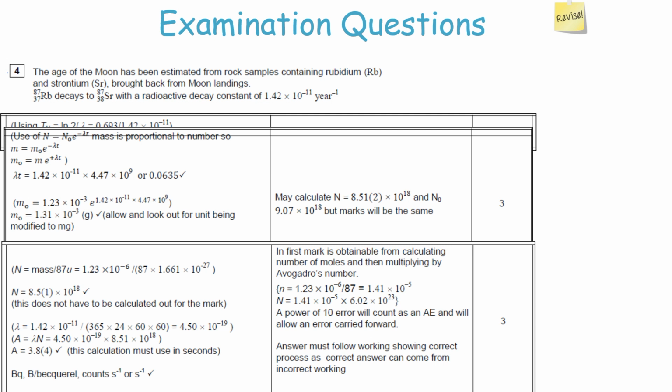A is equal to lambda n, so we know lambda to be 1.42 times 10 to the minus 11, but we need to now be in seconds because we're going to get our answer in becquerels, which is in seconds because it's an SI unit. So we convert our decay constant into seconds by dividing by 365 times by 24 times by 60 times by 60, the number of seconds in a year. So we get our decay constant to be 4.50 times 10 to the minus 19. So A is equal to 4.5 times 10 to the minus 19 times by 8.51 times 10 to the 18, which is equal to 3.8 becquerels.